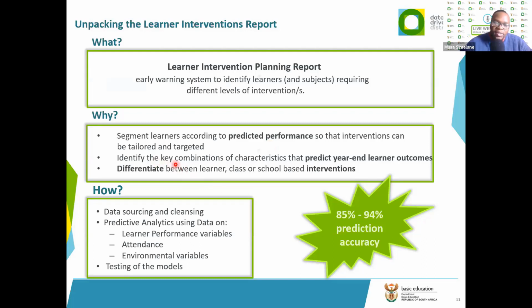Now, it also identifies the key combination of characteristics that predict year and learner outcomes. I think I've spoken to this a great deal. And again, there's that word again, differentiate. Same thing here, requiring different levels is that same word again. Differentiate between learners who need a class or a school-based intervention.